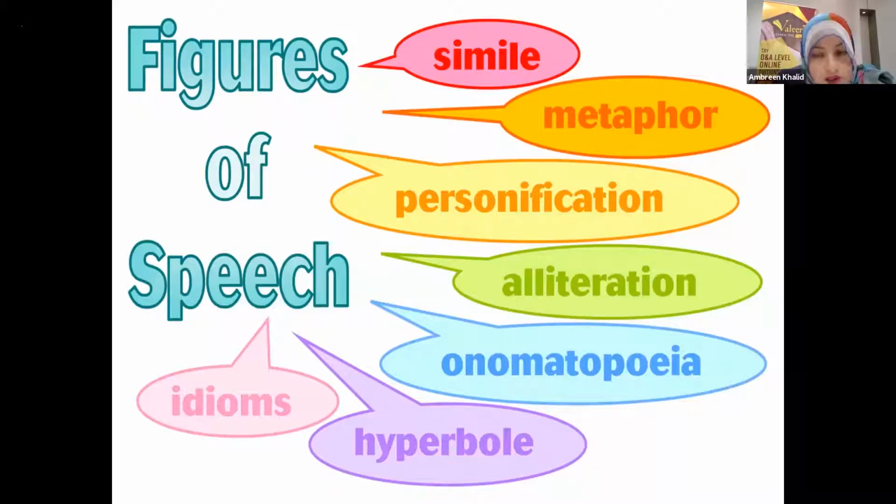Alliteration, we just talked about it. When the words of a sentence start with the same alphabet, it is alliteration. Onomatopoeia is the voices, sounds. And hyperbole is exaggeration. What is idiom?